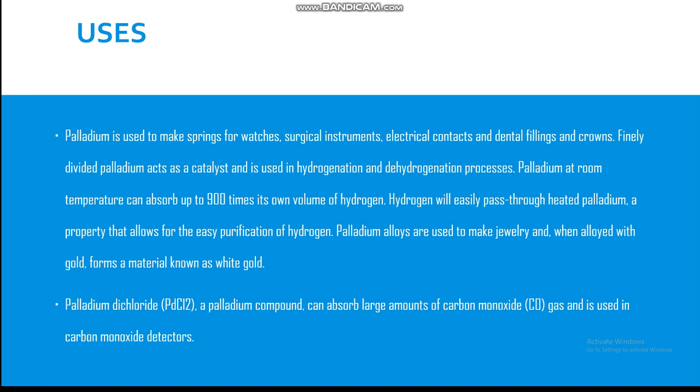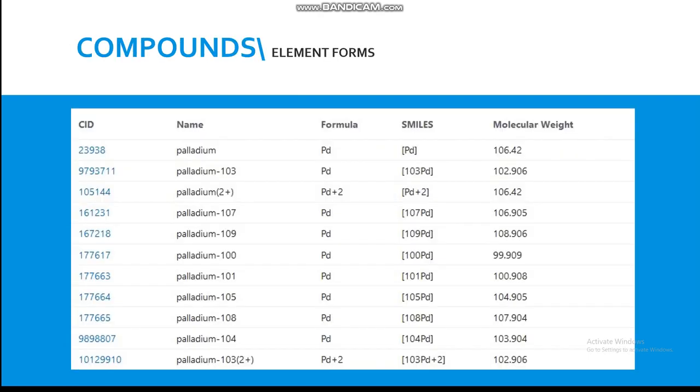Palladium alloys are used to make jewelry, and when alloyed with gold, forms a material known as white gold. Palladium dichloride, PdCl2, a palladium compound, can absorb large amounts of carbon monoxide (CO) gas and is used in carbon monoxide detectors.